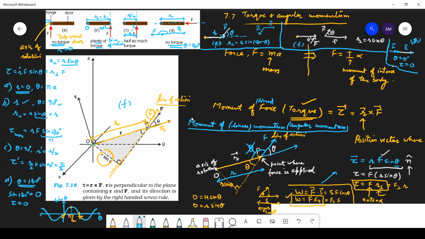And what is this angular momentum? That is simply L equals R cross P. Just like here the torque is equal to R cross F, the moment of force, we have the moment of linear momentum, that is L equals R cross P. The magnitude will be R P sine theta, and the direction of L will be perpendicular to the plane containing R and P. So here also you can write L equals R perpendicular P or P perpendicular R.